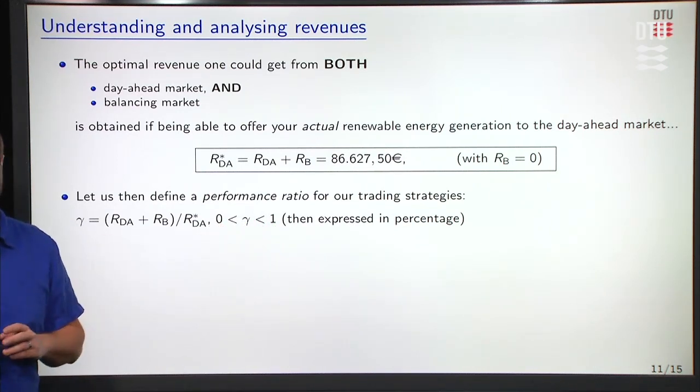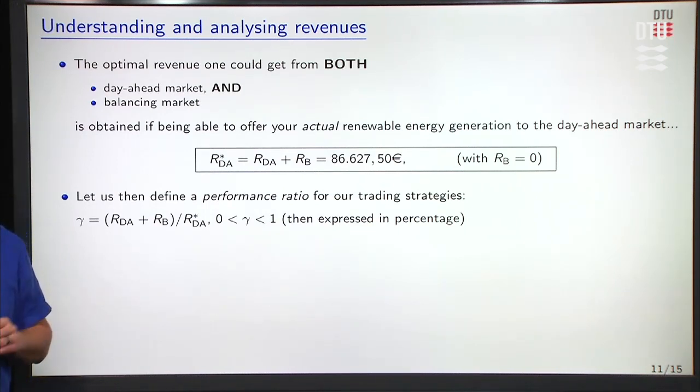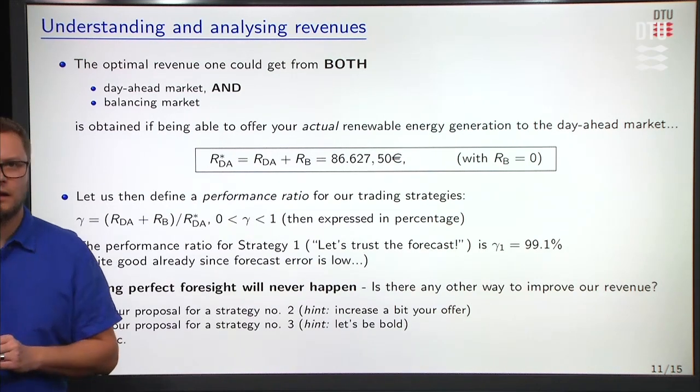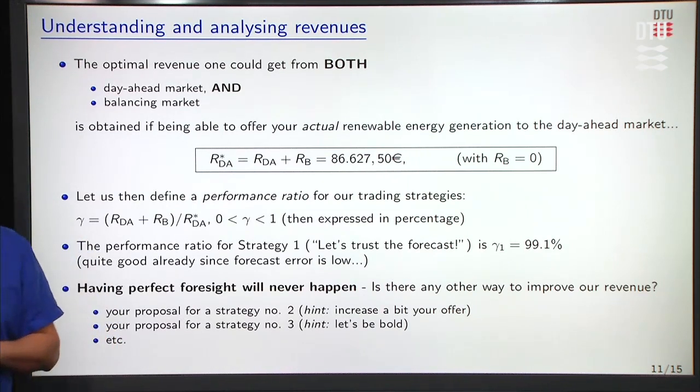Note that depending on the market rules, gamma could actually also go negative. You may want to express gamma between 0 and 1, or you may want to express it in percentage of the maximum revenue you can ever get in the market. Here, the strategy 1, let's track the forecast, has a gamma of 99.1%. It looks very good, but again, as I said, maybe if you were to implement a very naive strategy, you could already get a performance ratio of 90%. So maybe 99.1 is not so amazing.